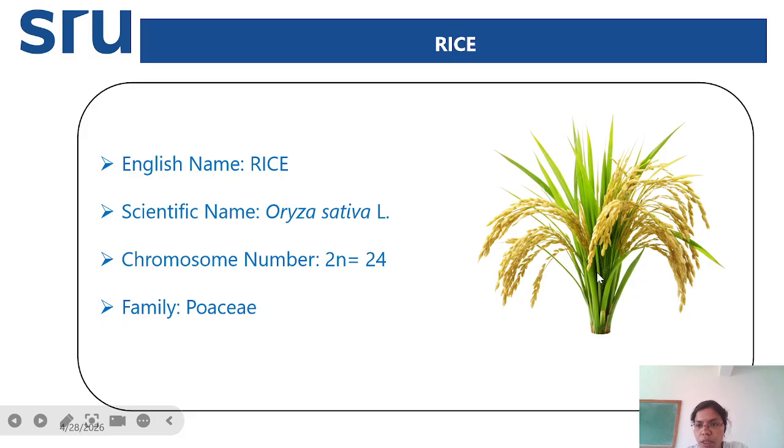From this culm, during the booting stage, the panicle emerges from the boot leaf, and after that flowering happens and the grains form. These are the panicles. Here you can see the compact panicles. These are the grains. These are some of the structural parts of the rice.